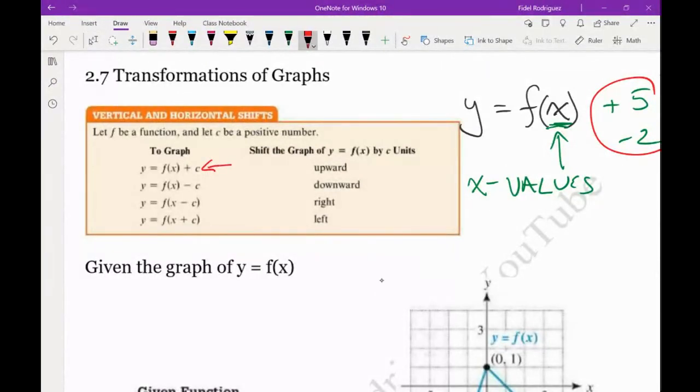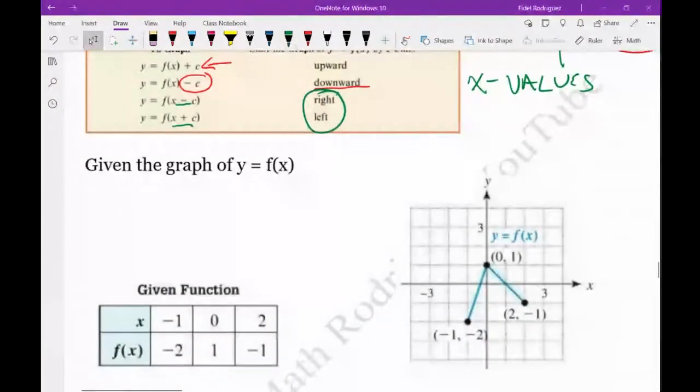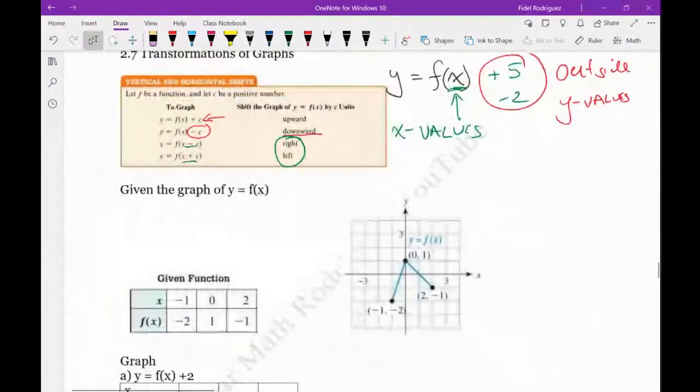So when I look at this right here, if there's a plus c on the outside, that means we're going up c spaces. If there is a minus c on the outside, we're going to go down c spaces. Right now it's really 2, but whatever number it happens to be. And then if you notice these here, these are affecting it inside. That means we're changing my x values. So I'm either going to move to the right or to the left, okay? So let's take a look at the first problem that we have here.